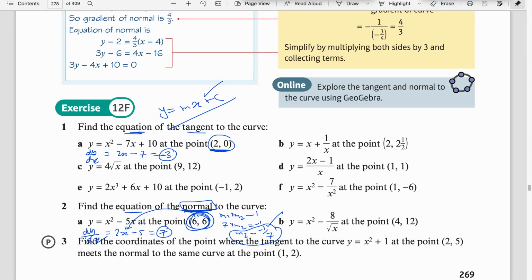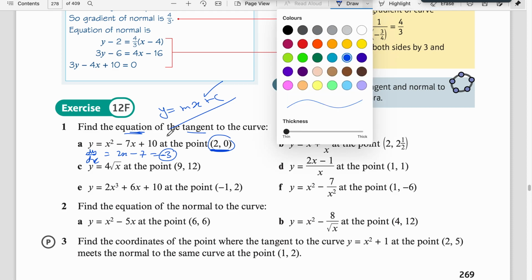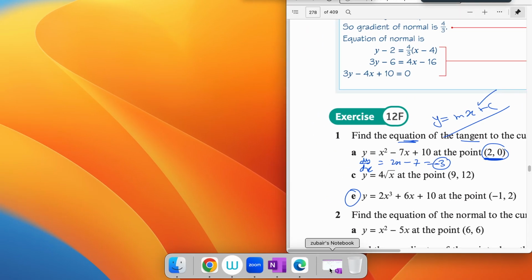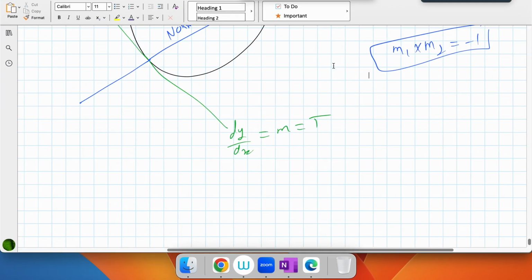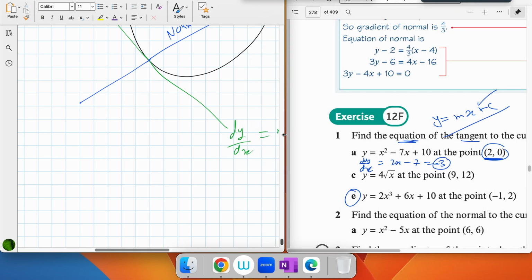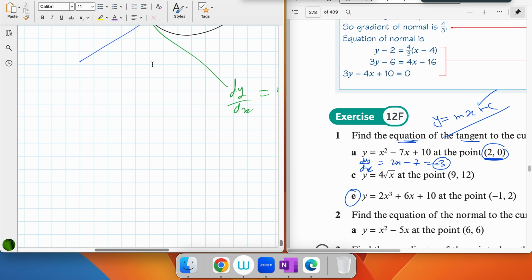We left here yesterday. Let me get rid of this. Look at question number 1, part E. It says find the equation of the tangent to the curve of this equation at point -1, 2. So, equation of tangent at point -1, 2. Let me copy this equation first.